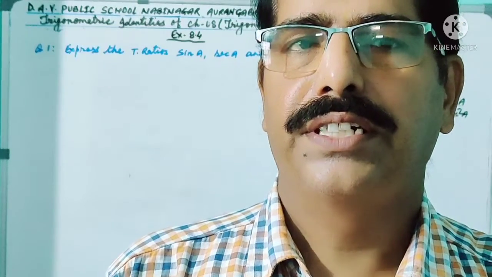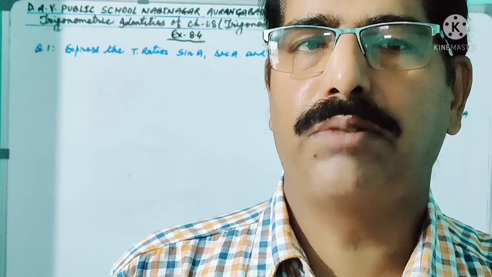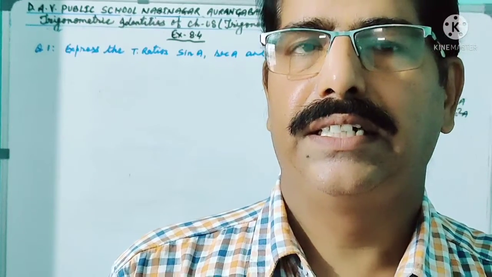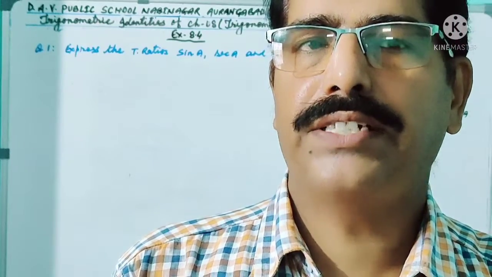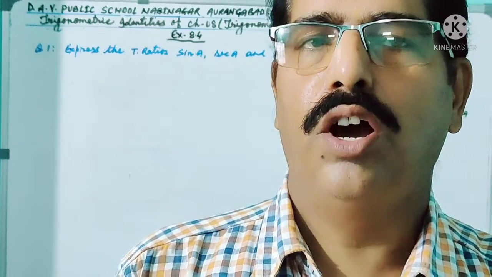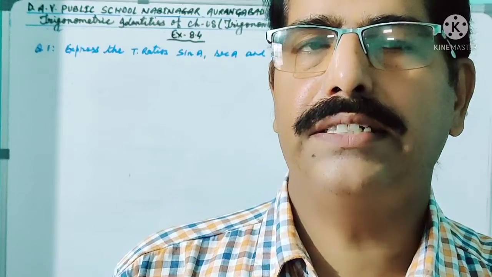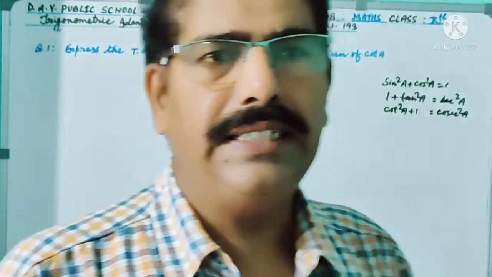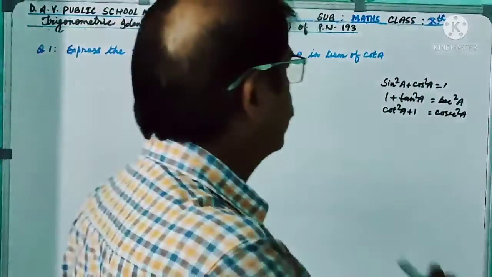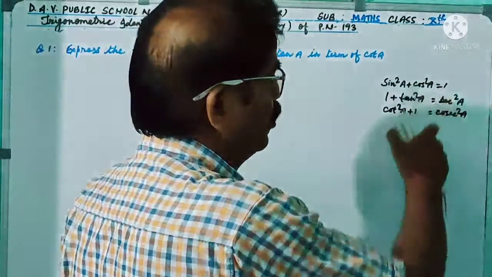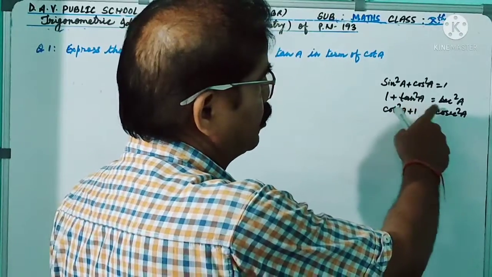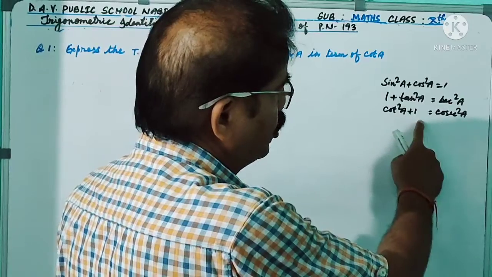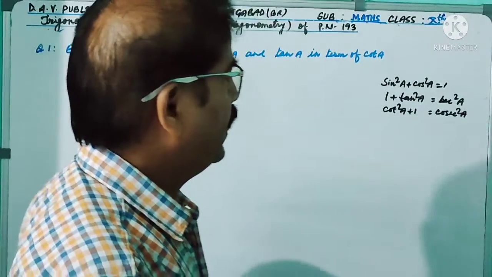Dear students, in the previous class we had discussed the topic trigonometric identities. We know that an equation involving the trigonometric ratios of an angle is known as a trigonometric identity. Mainly three identities: sin square A plus cos square A equal to 1, 1 plus tan square A equal to sec square A, and cot square A plus 1 equal to cosec square A.